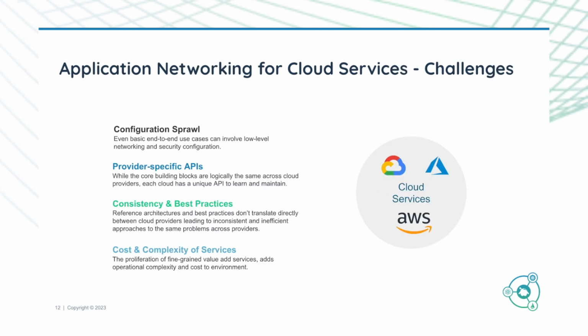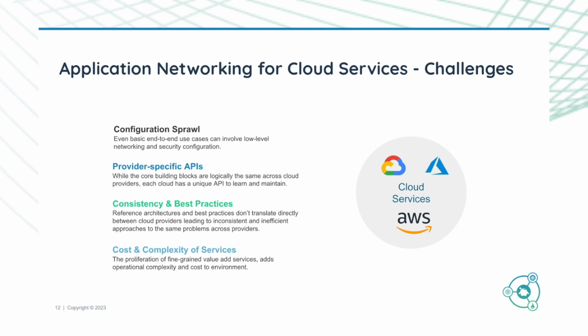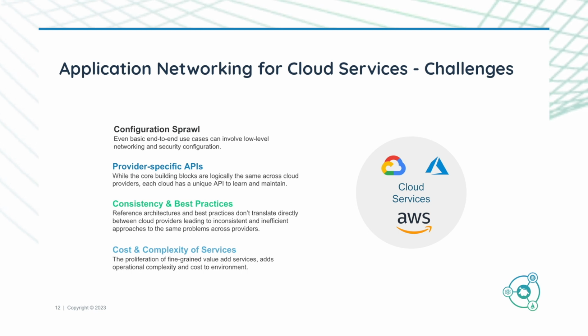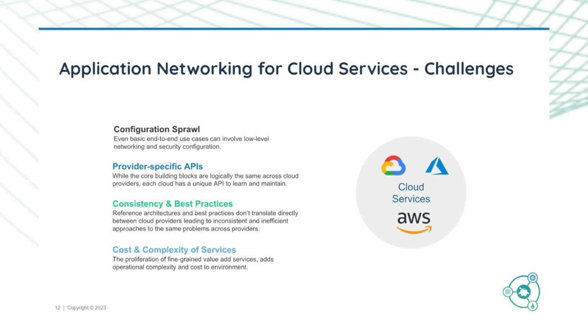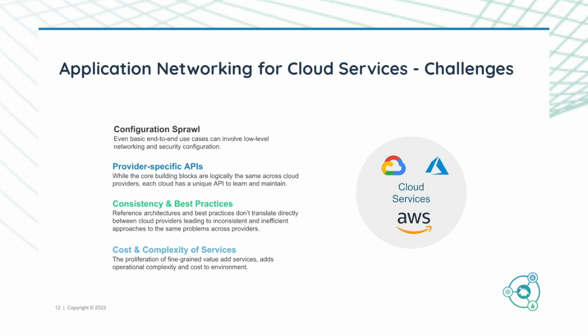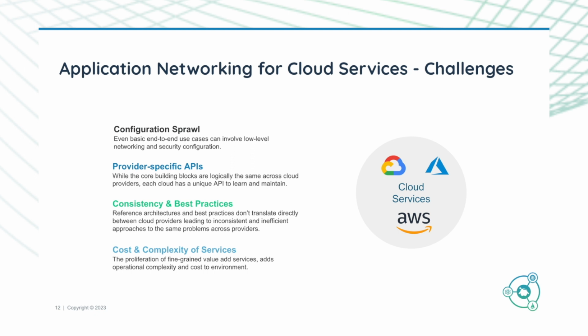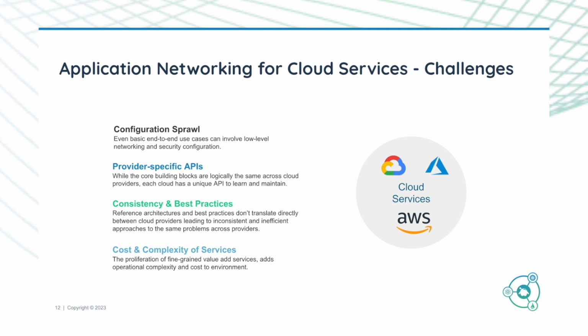Now let's talk about some of the challenges you might hit when deploying to these cloud providers. The first is configuration sprawl. There are a lot of fine-grained, low-level network engineering APIs that need to be configured even for basic end-to-end use cases, things like route tables and security groups and inter-VPC routing, hosted zones, DNS records. These really start to add up.